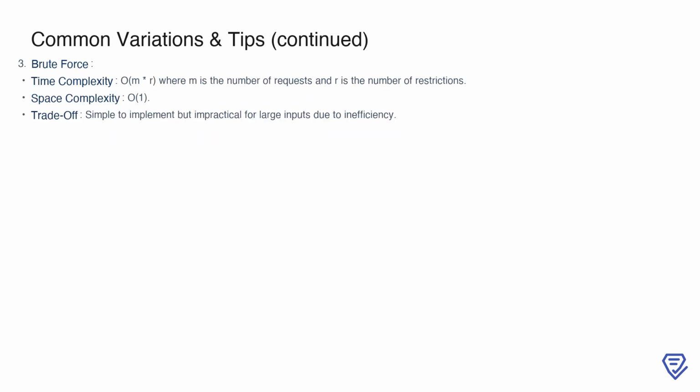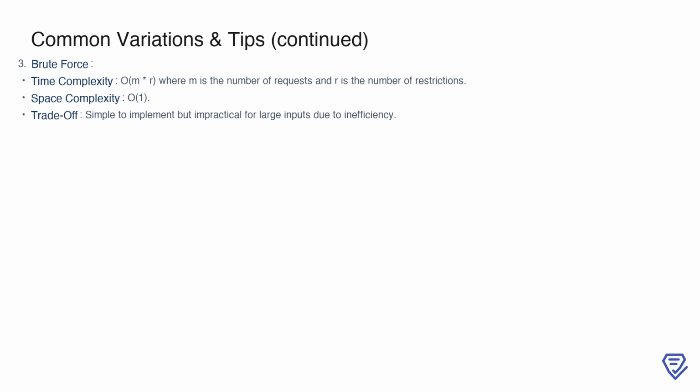Finally, there is the brute force approach, which is the simplest to implement but not practical for large inputs. Its time complexity is O(m * r), where m is the number of requests and r is the number of restrictions. It has a space complexity of O(1), making it space efficient, but the inefficiency in handling large datasets is a major downside.